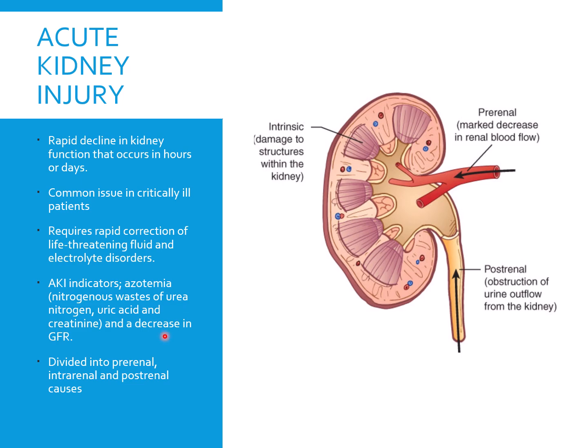Some AKI indicators: one big one is something called azotemia, and that's the buildup of these nitrogenous, nitrogen-based wastes, things like urea nitrogen and uric acid. Creatinine is one of our major measurements of this in the serum itself. And we also see a decrease in what we call GFR, or glomerular filtration rate.